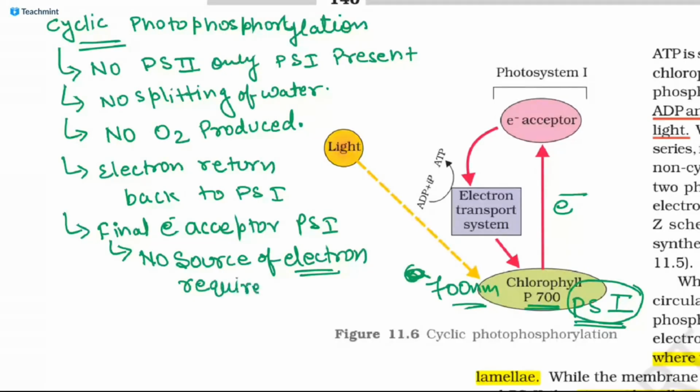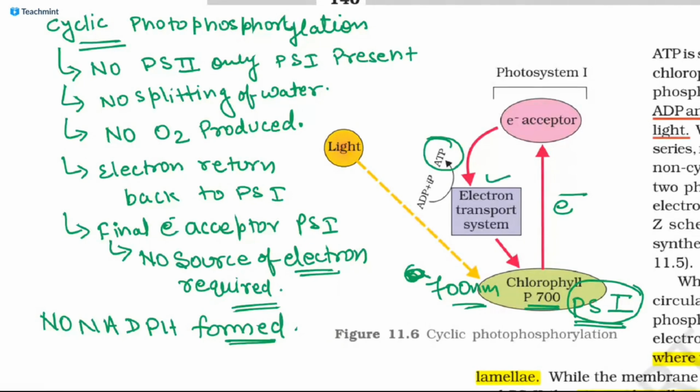Because H2O acts as a source of electron, here no source of electron is required. Also, because the final electron acceptor is PS1, there is no electron loss, so no NADPH is formed. No oxygen, no NADPH. What is produced? ATP is produced, as ETS is taking place.